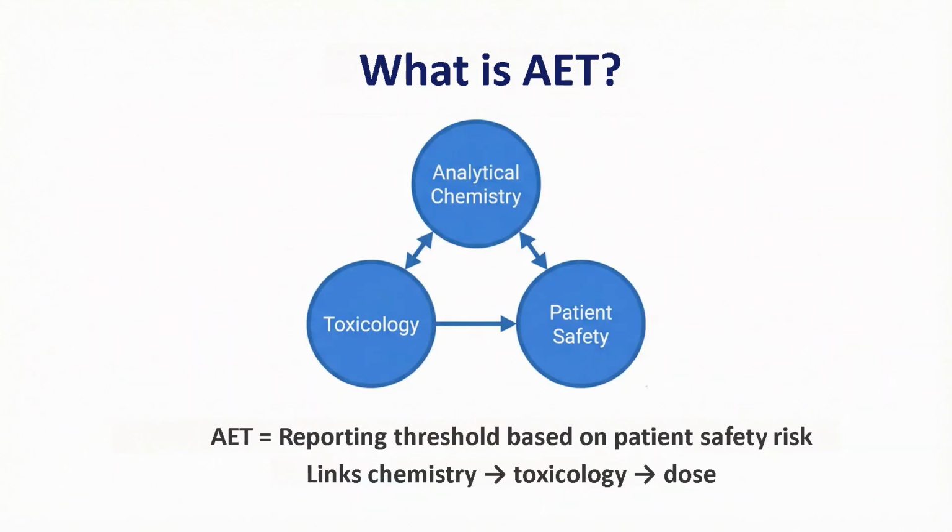So what exactly is AET? At its core, AET is a reporting threshold based on patient safety risk. It connects 3 things together: chemistry, toxicology, and patient dose. Instead of saying, report everything above the instrument limit, we say, report everything that could realistically impact patient safety. Below the AET, the risk is considered negligible. Above it, we investigate. It's a simple idea, but incredibly powerful.